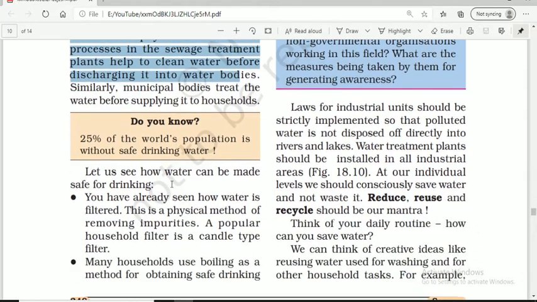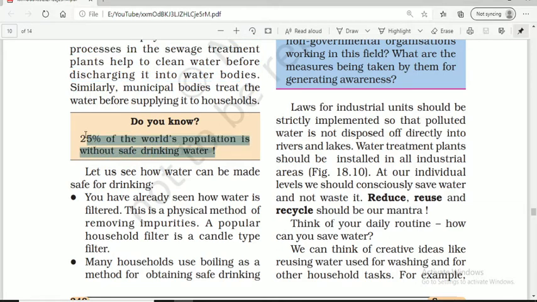Okay, 25% of the world population is without safe drinking water. So you can say that 25% of the total population of the world is drinking non-potable water.